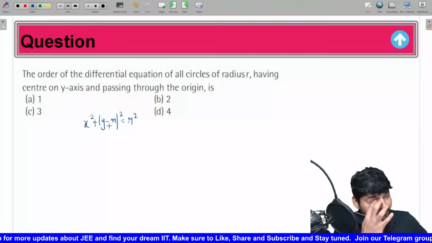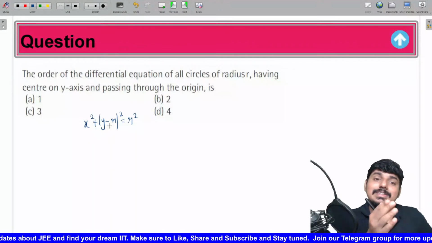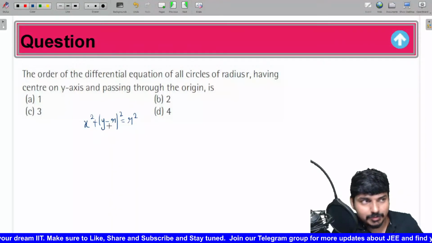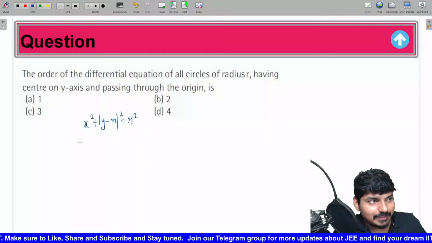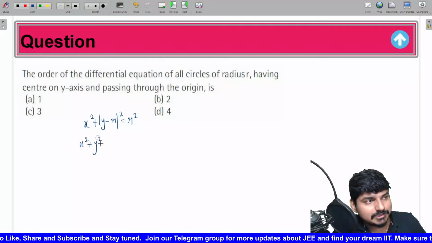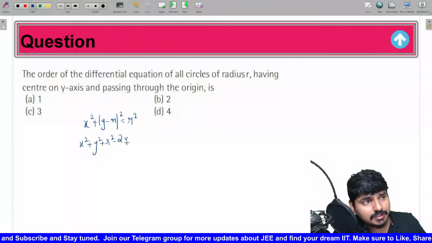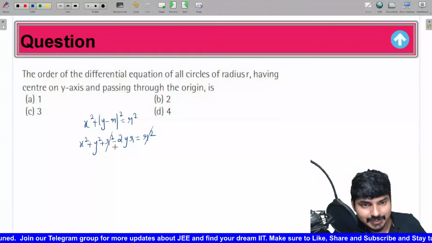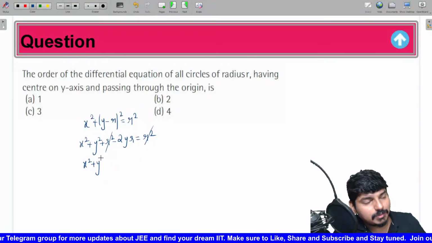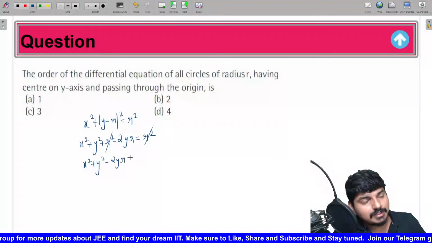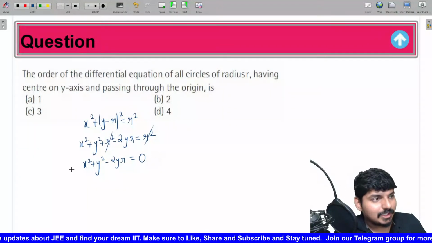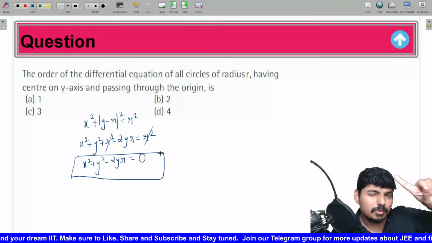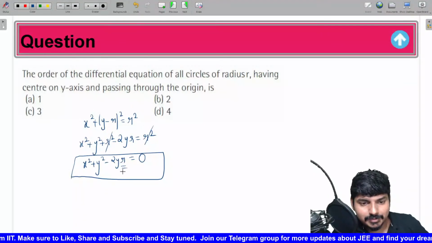This is going to be representing the equation of a circle for which the center is going to be on the y-axis and it is going to be passing through the origin. Okay, now everyone, यहाँ पे अगर आप देखेंगे, I can do the simplification. X square plus y square plus r square minus 2yr is equal to r square. So r square and r square is getting cancelled. I'm getting x square plus y square minus 2yr, and that is equal to 0, everyone. Now you see in this particular equation, how many arbitrary constants are there? Only one. This r is the only arbitrary constant.